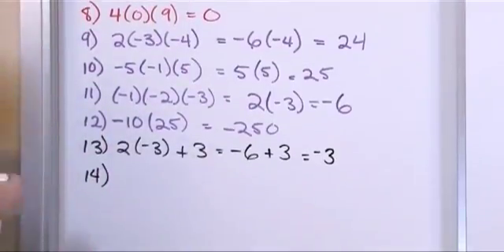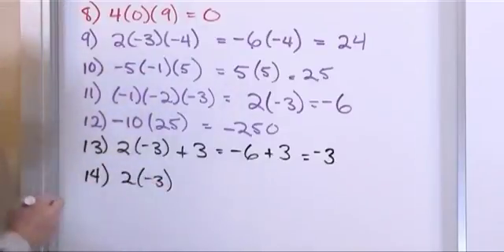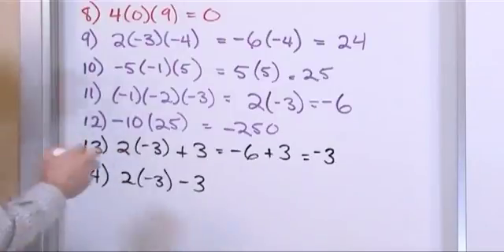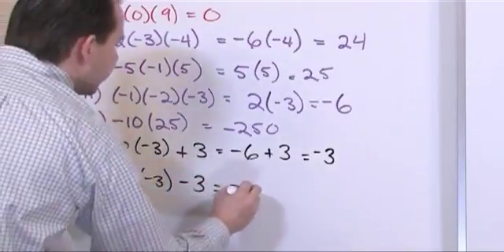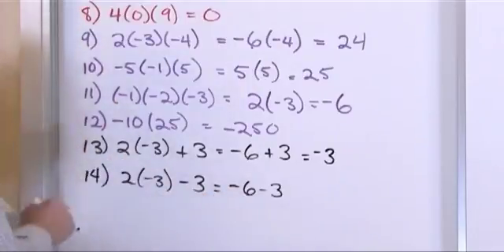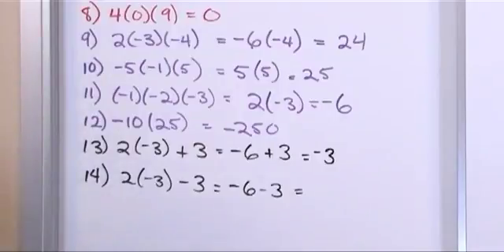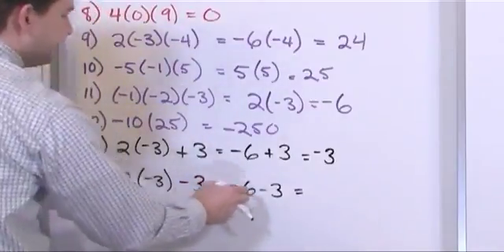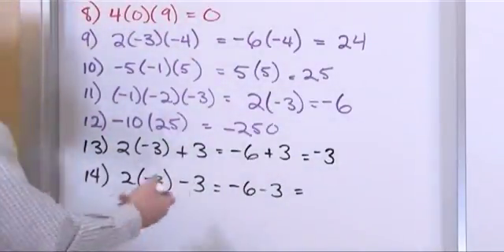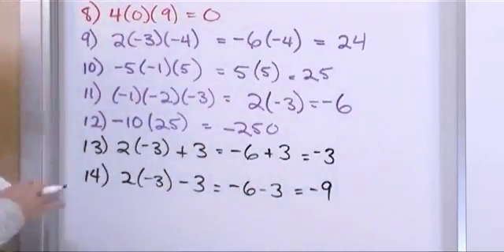So number 14, let's say 2 times negative 3 minus 3. Same exact problem, but you have a minus 3. So we'll have exactly the same thing over here, negative 6, but with a minus 3. 2 times negative 3 gave us negative 6, and then we have to subtract 3. Now when you think back to the rules of subtraction, if we have negative 6 and we take away more from it, then you have to be getting more and more negative. So you'd have negative 9 as the answer there.